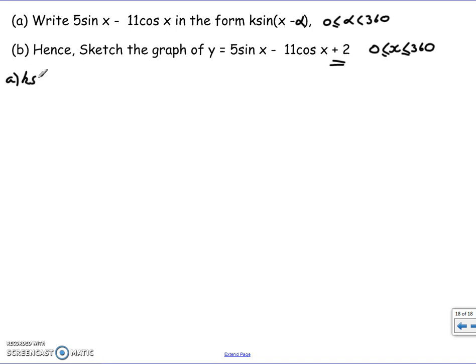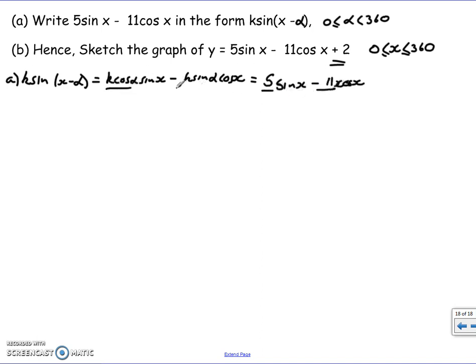So we start with the fact we want to expand it and make it k sine of x minus alpha, and write that all out as we normally would. So we get k cos alpha sine x minus k sine alpha cos x. And we can equate that to the original function here. We know we're going to get 5 sine x minus 11 cos x.